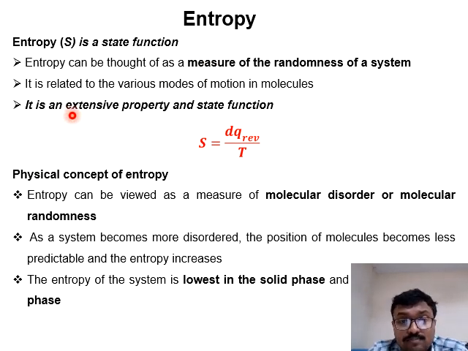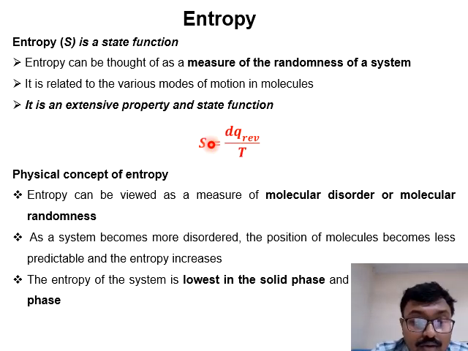It is an extensive property and it is also a state function, and it is calculated by heat change in a reversible way divided by temperature. So this is the equation to calculate entropy change. Entropy can be viewed as a measure of molecular disorder or molecular randomness. As the system becomes more disordered, the position of the molecules becomes less predictable and entropy will increase.